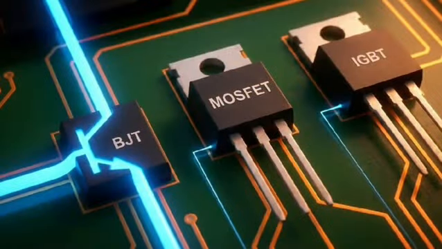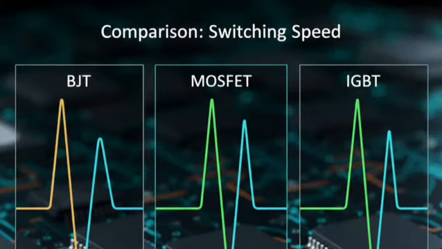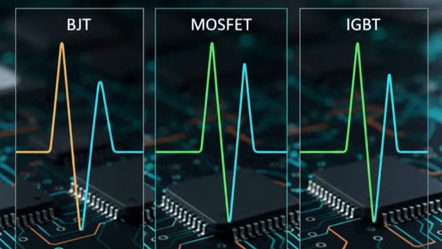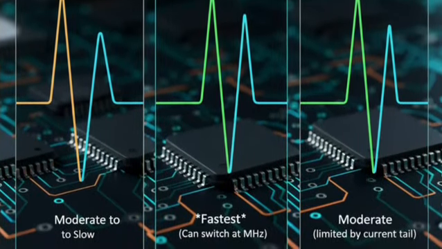Next comes input impedance. BJT has low impedance and draws continuous power, whereas MOSFET has high impedance and draws negligible current. The last one, IGBT, is very high impedance, easy to drive like a FET. Next comes switching speed: BJT is moderate to slow, whereas MOSFET is fastest and can switch at megahertz.